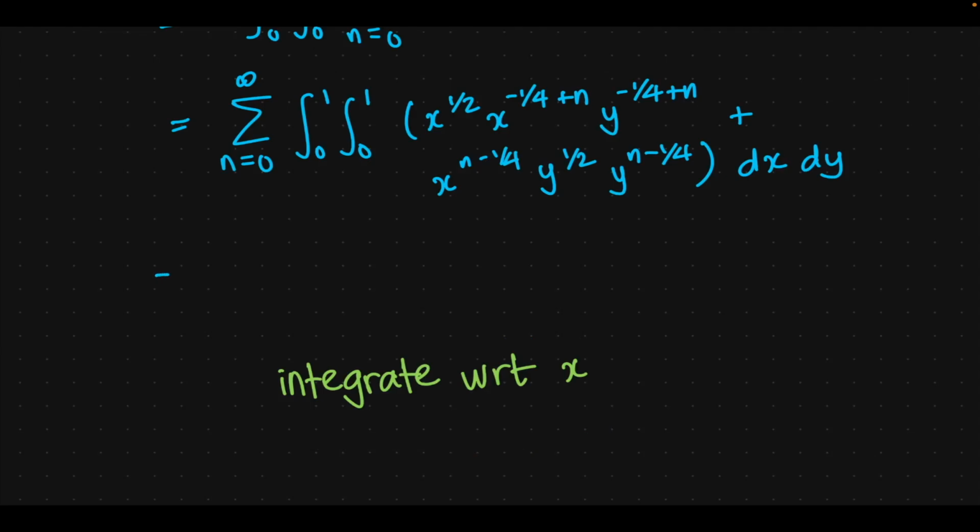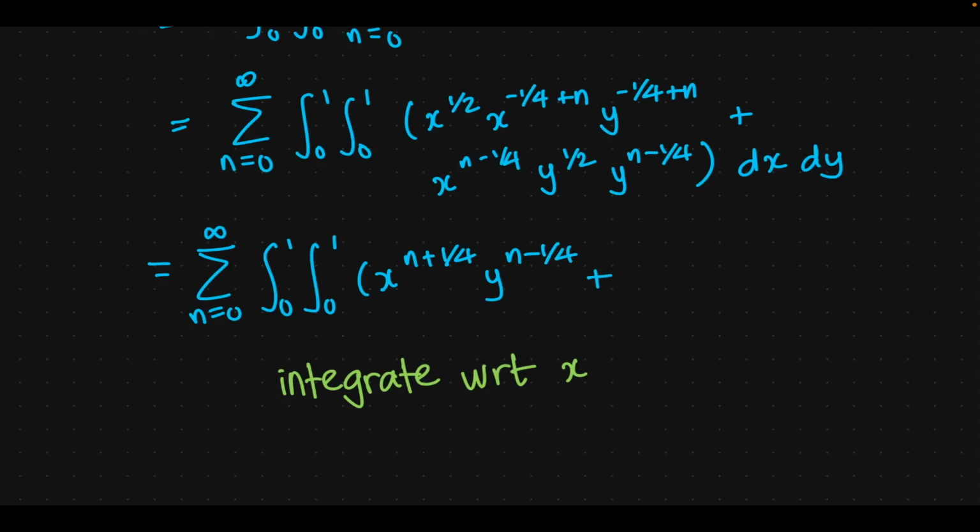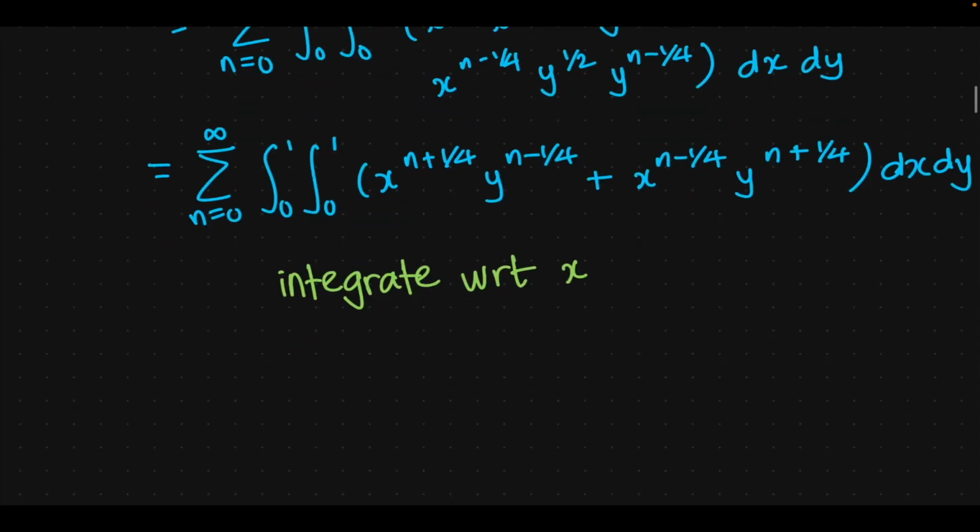So everything else around it is always the same. So 0 to 1, 0 to 1, we have 1/2 x to the 1/2 times x to the minus 1/2. So that's x to the 1/2 minus 1/4, which is x to the 1/4. So 1/4 plus n, so n plus 1/4 times y to the n minus 1/4, plus similarly with the y. So x is the same, nothing on the x, and then we have y to the n plus 1/4. So there's some sort of symmetry. You might notice that just by looking at the form of this integrand.